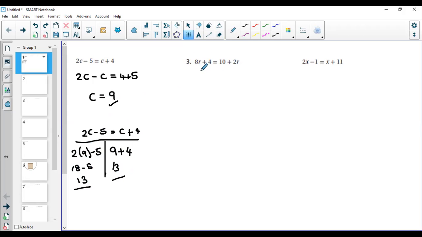Let's quickly move to question number 3. So this is, again, we are going to move the variables to one side and keep the numbers on the other. So 8r minus 2r.